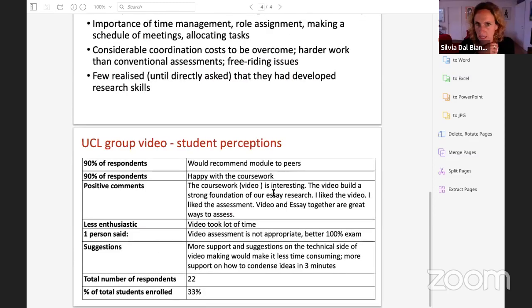Yes, in terms of the sample, these are taken from the module evaluations, and it represents a third of the students enrolled in the module. They were happy with the module overall, as well as with the coursework. They gave very positive comments about the video, and about the fact that the group video was accompanied by an individual essay. They like this.